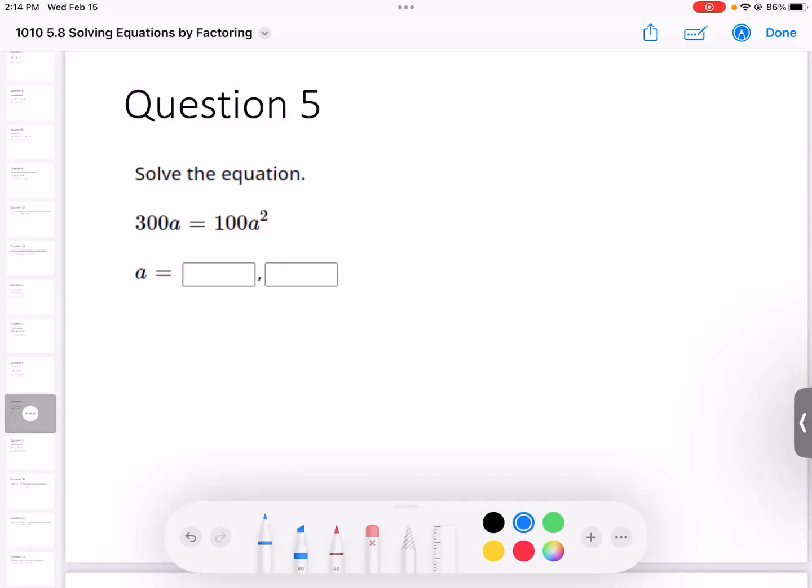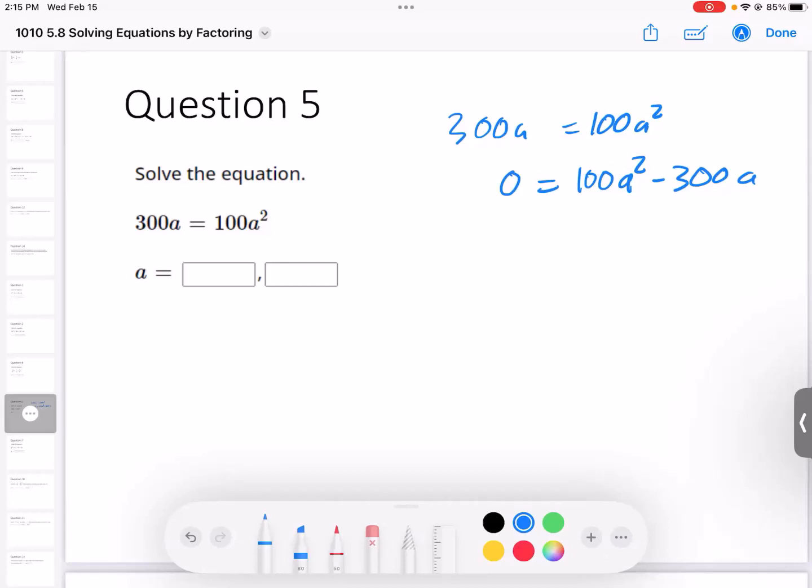Okay, so on some of them, you'll have something that looks like this. If you have an equation where it doesn't equal 0, then the way that you handle it is you make it equal 0. So in this case, when we have 300a equals 100a squared, don't start factoring until the equation equals 0. So to do that, I'll subtract 300a from both sides, which tells me that 0 equals 100a squared minus 300a. Now that it equals 0, I can get this into factored form, and I'll have 2 things that are multiplied together that equal 0, and then I can make each of those things equal 0.